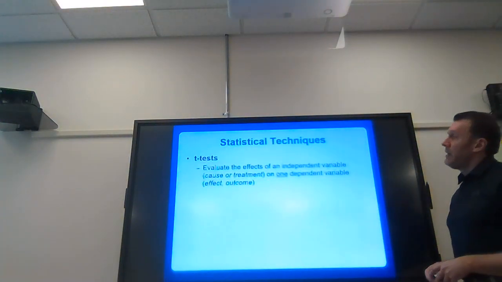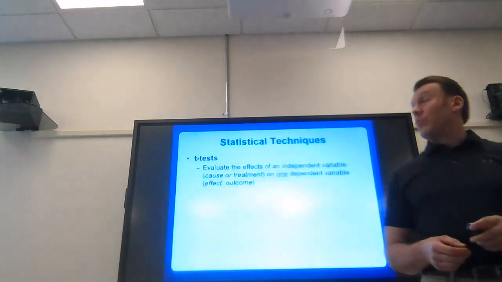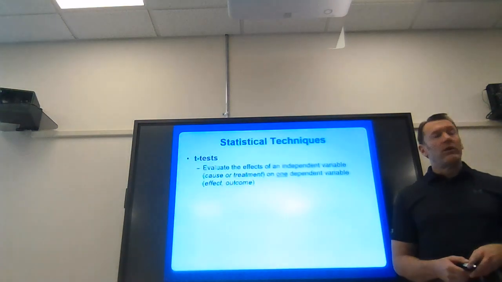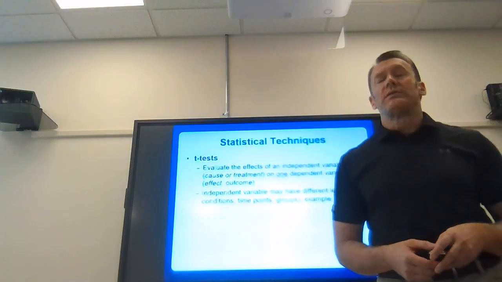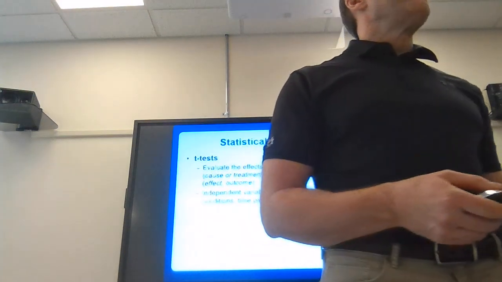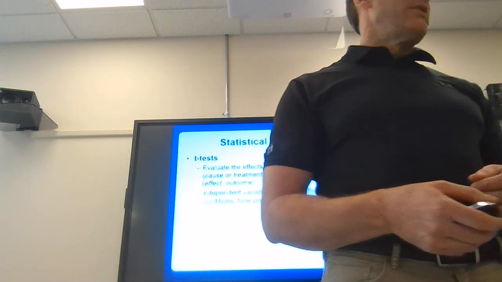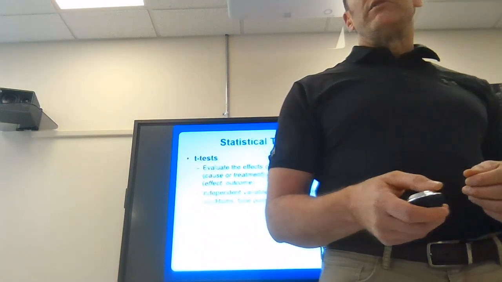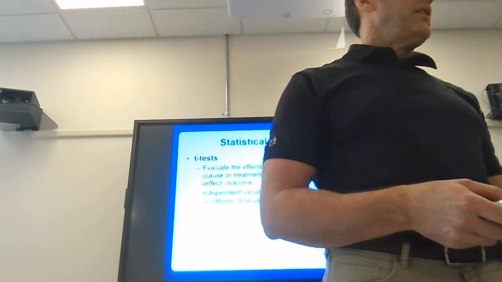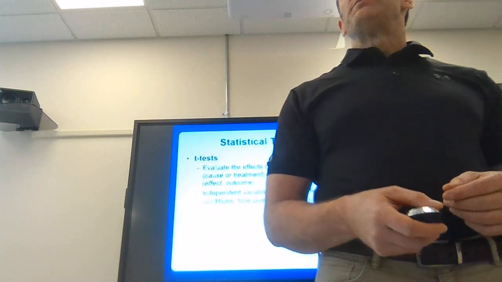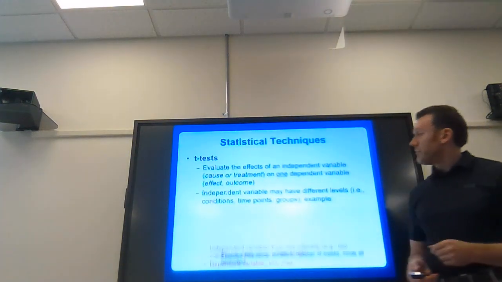Okay, so t-tests evaluate the effects of an independent variable, which is a treatment, on one dependent variable. So that's the effect or outcome. The independent variable may have different levels. We can have different time points as a level. You can have different conditions or different groups. As I think about what a lot of you are studying, this would fit that description of a t-test. You have 2 groups being examined on one dependent variable, or over multiple time points, 2 time points.